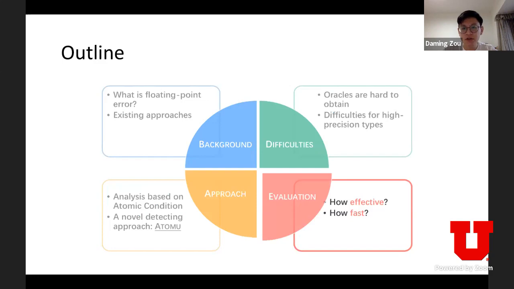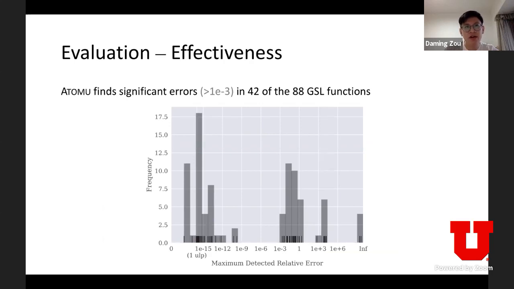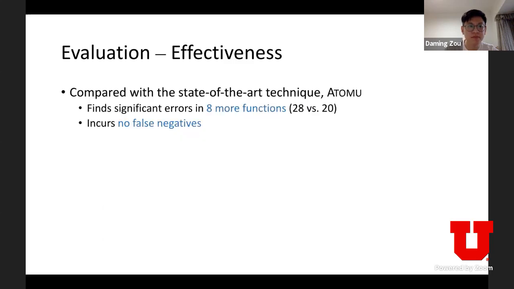So in the last section, we're going to discuss how effective and how fast our approach is. We conducted our experiments on the GSL, and we find that 42 of 88 functions have significant errors. Here is the histogram. We find that some of them on the left-hand side do not have a severe floating point error issue, and on the right-hand side, there are some of them, 42 of them, that have a severe floating point error issue. Also, when compared with the state-of-the-art technique like DEMC last year, our approach finds significant errors in 8 more functions, which is a 40% improvement, and at the same time incurs no false negatives.